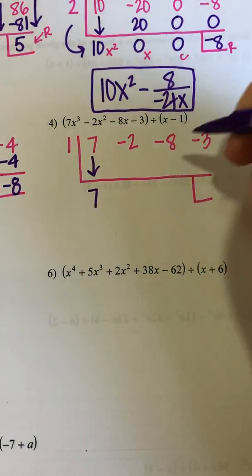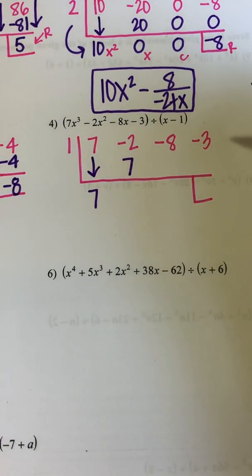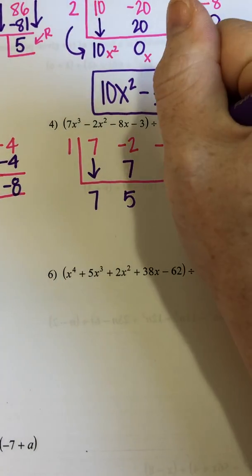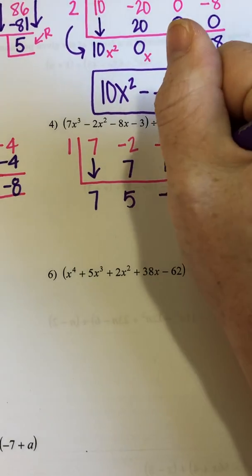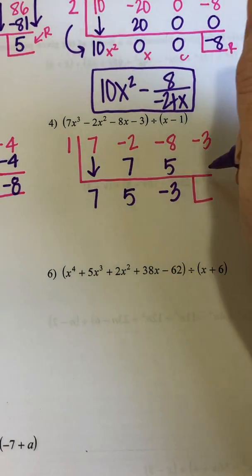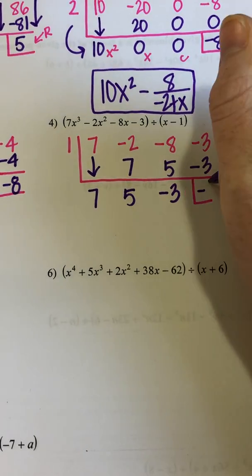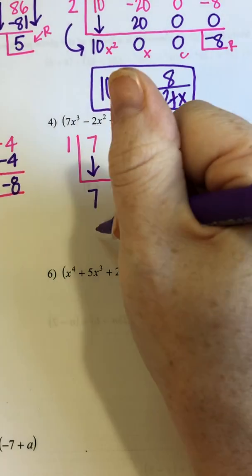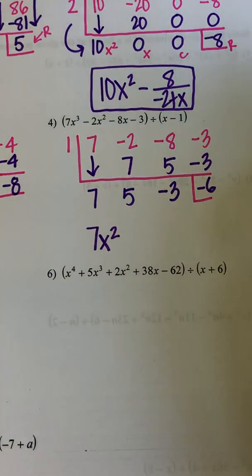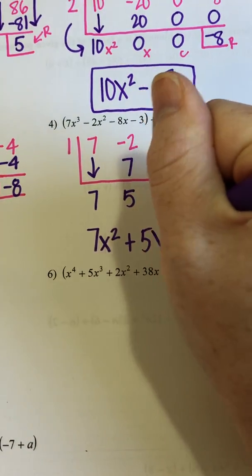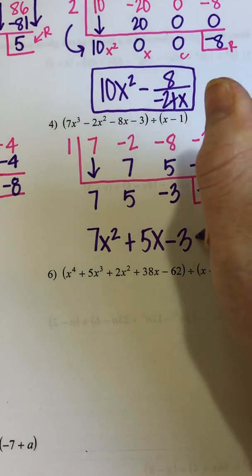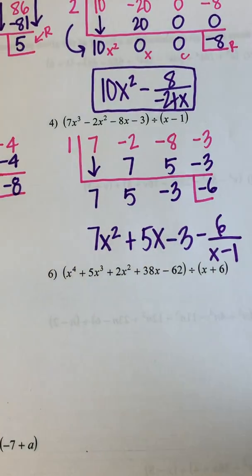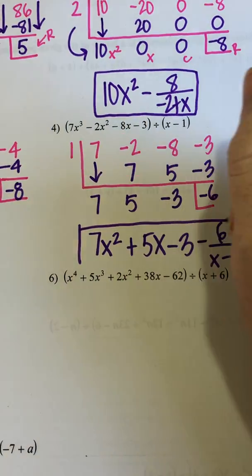Drop the 7. 1 times 7, 7. What's negative 2 plus 7? 5. 1 times 5 is 5. My sum is negative 3. I get negative 3 here. So my remainder is negative 6. Okay? I started with x cubed. So this is now x squared plus 5x minus 3, and then minus 6 over x minus 1. Okay? That's my answer.